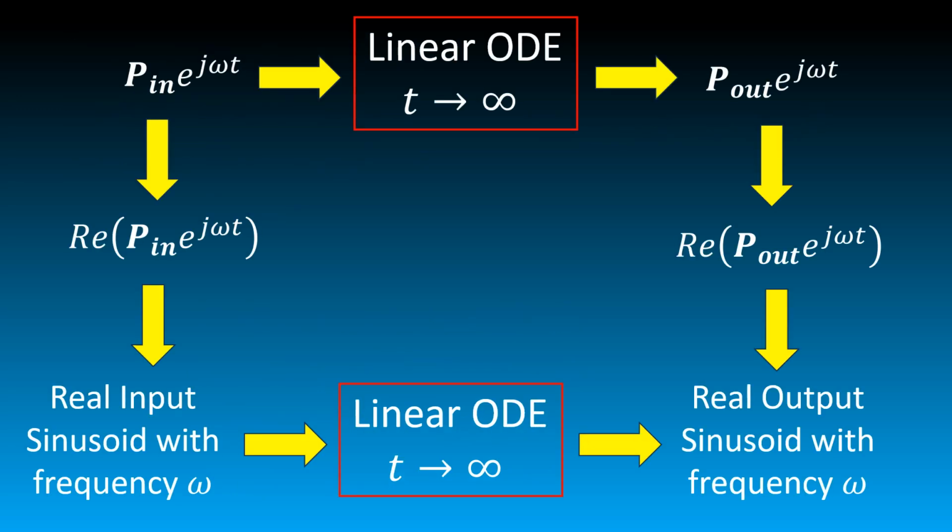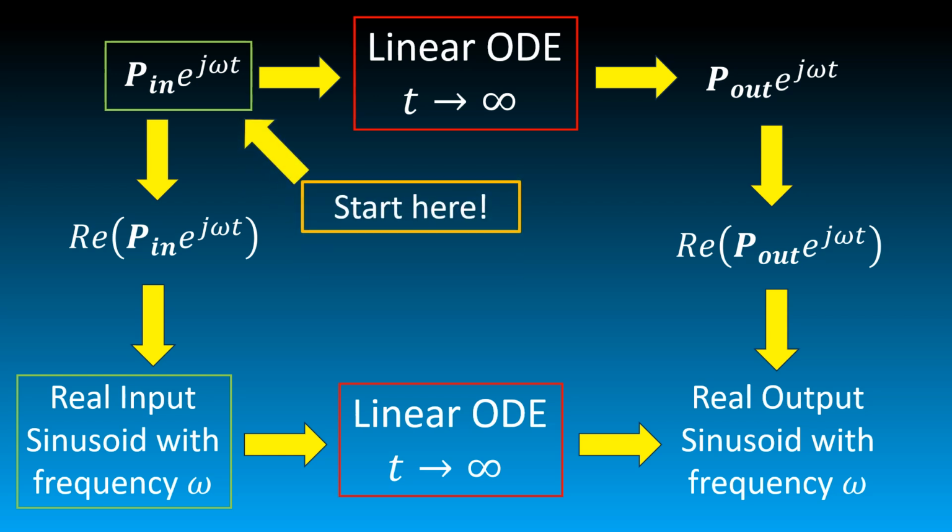So there are two paths we can take when solving for the output to a sinusoidal input to the system. We can either begin with a phasor input whose real component is our input to the system, or we can begin directly with the real sinusoidal input. Obviously, since this video is about phasors, I'm going to make the claim that the phasor path is the best way to go, the best way to start.